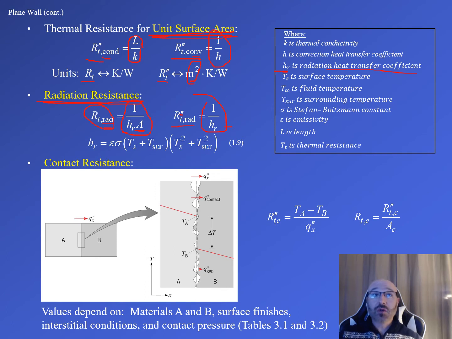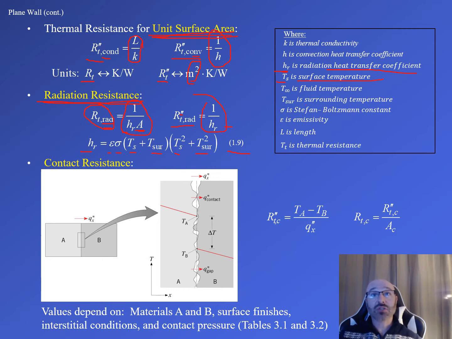Now this leads into the question for H sub R, our radiation heat transfer coefficient, what is our relationship there? Well, we can go back to chapter 1 in our textbook and we can see equation 1.9. We have this relationship shown here. We have our epsilon sigma times our T sub S plus T surround times now our T sub S squared plus our T surround squared, where our T sub S, if we look over here, is our surface temperature.